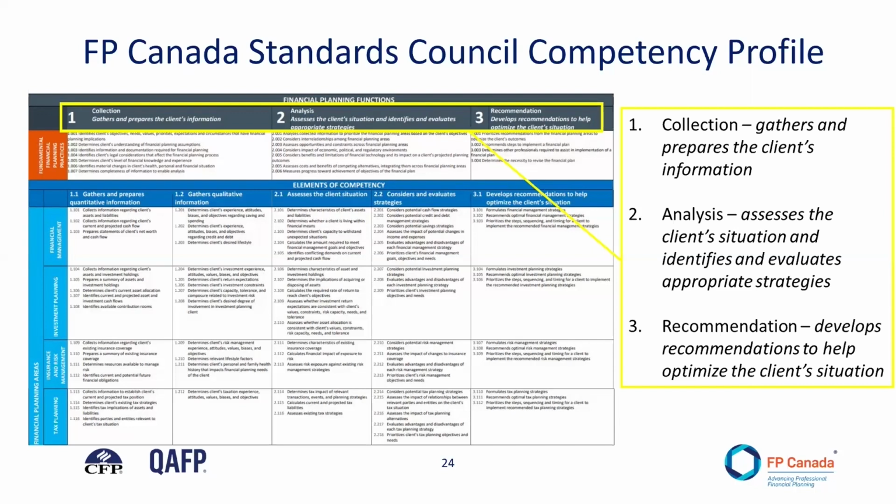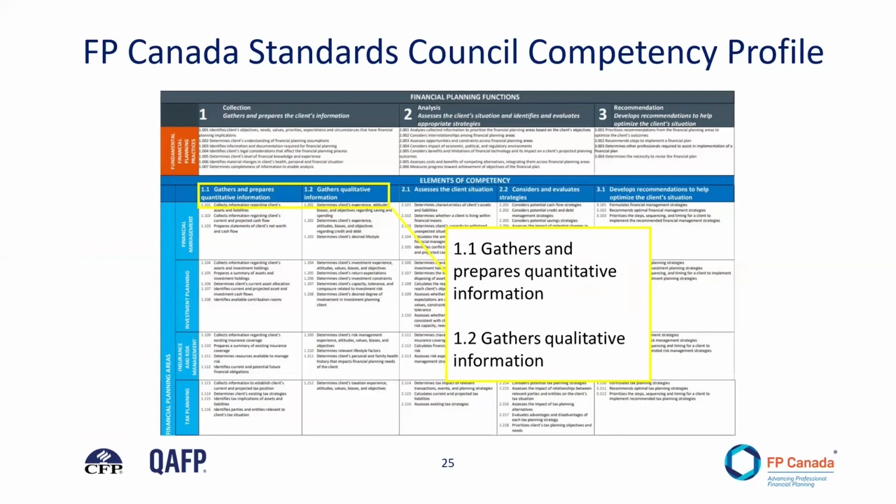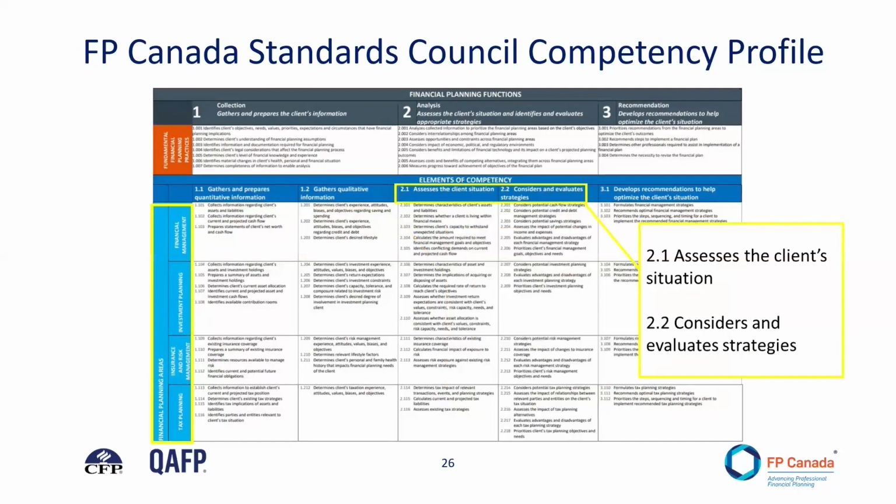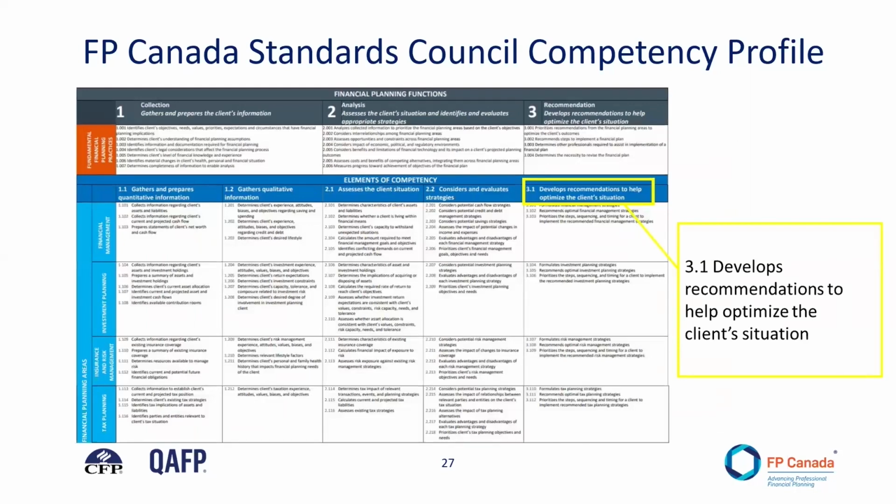You will notice on the matrix that collection activities are divided into 2 columns. The competencies assigned as quantitative information deal with numbers like asset values or income amounts. The competencies assigned as qualitative information deal with softer facts, such as the client investment objectives or attitudes about retirement. Analysis activities are also divided into 2 columns: assess the client situation under column 2.1 and considers and evaluates strategies under column 2.2. Recommendation activities are shown in 1 column, develops recommendations to help optimize the client's situation.